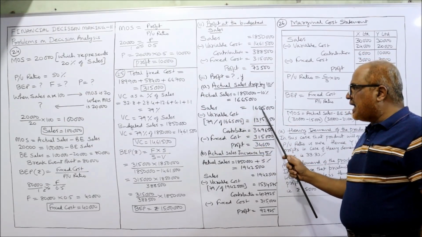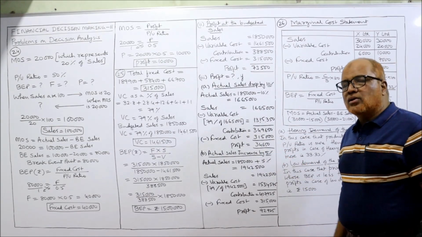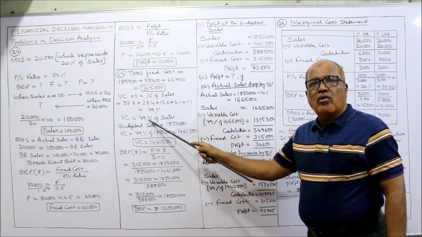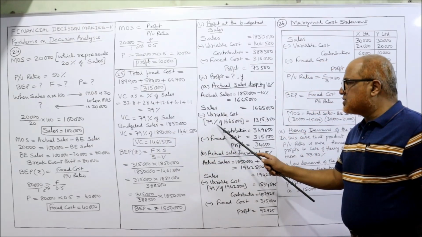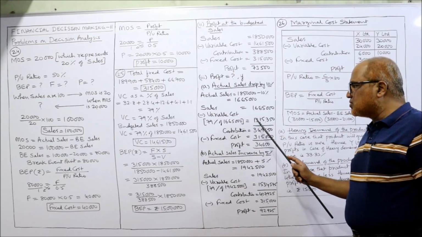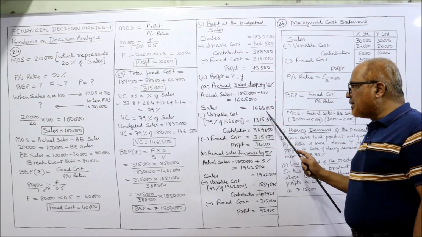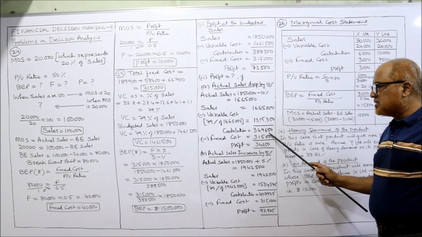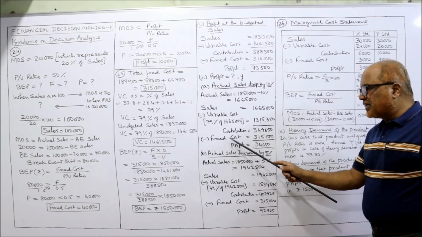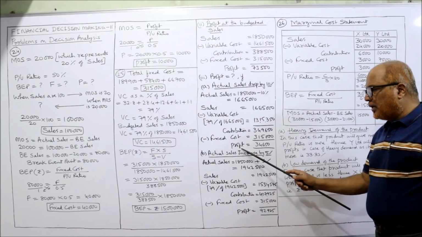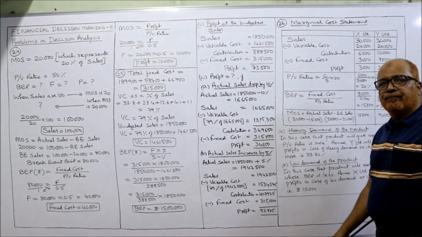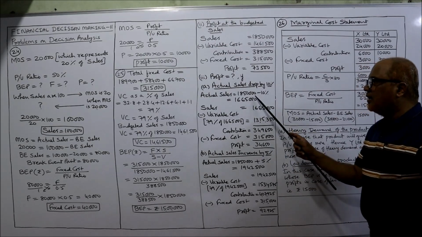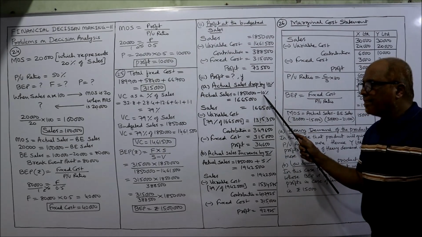So sales are 16,65,000 and variable cost is 79% of sales. So 79% of 16,65,000 is 13,15,350. Subtract sales minus variable cost, we get the contribution 3,49,650. From that, deduct fixed cost 3,15,000, we'll get the profit 34,650. So 34,650 is the profit if the actual sales are 10% less, right?